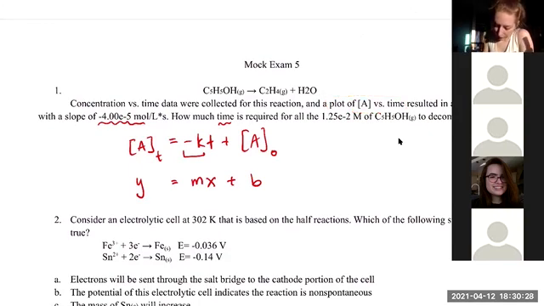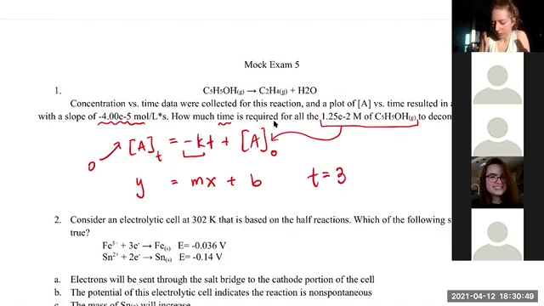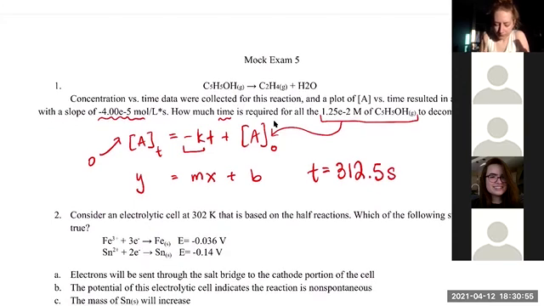It asks us how much time is required for all of this to decompose. So we want to get from our initial concentration here being 1.25 e to negative 2, and we want it to become 0, right? We want to decompose all of it. So when you do this, you should get your time equal to 312.5 seconds. Always keep everything in seconds. Any questions on this one?